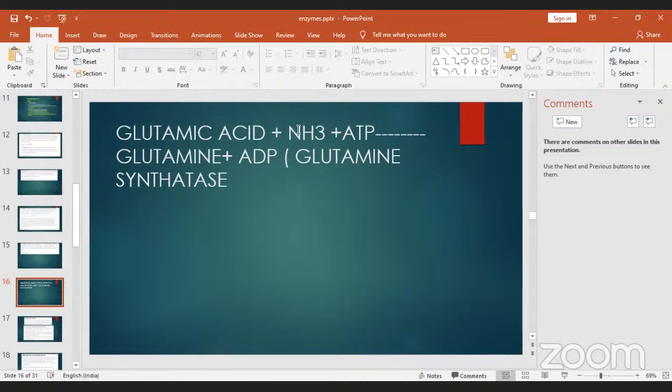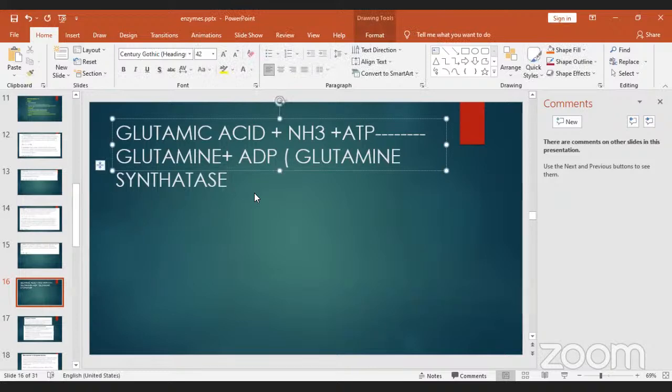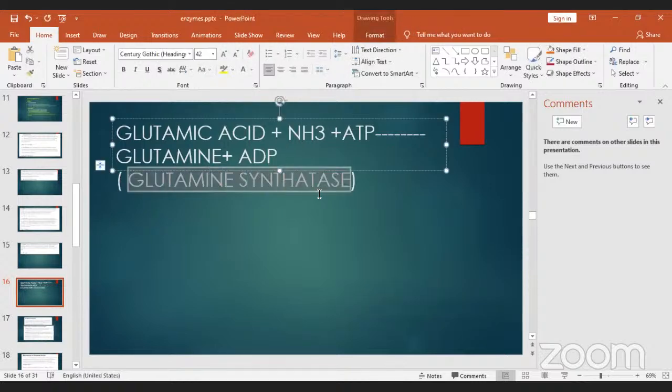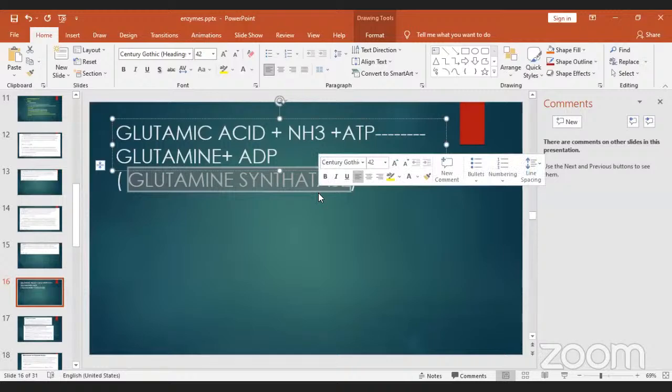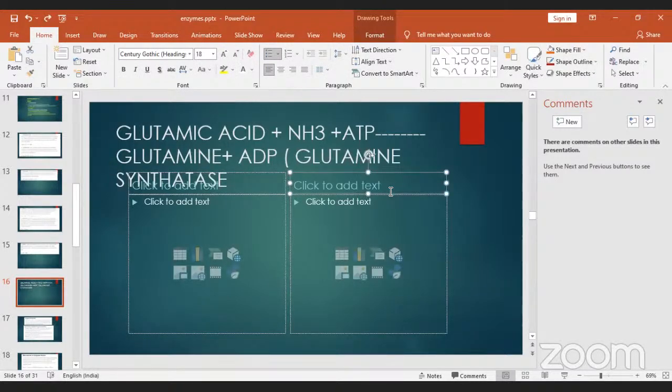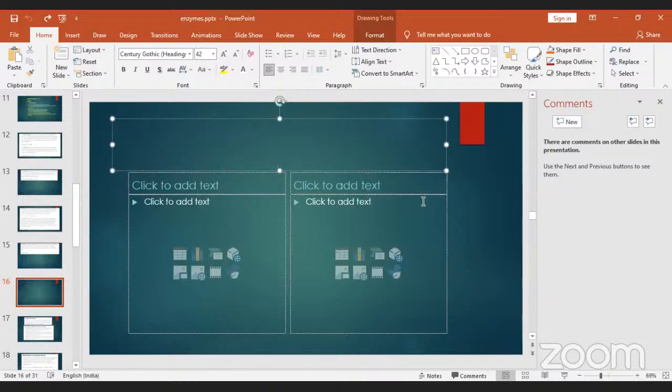Glutamic acid plus ammonia in the presence of ATP forms glutamine and ADP. Here, glutamine synthetase is a ligase enzyme. It is a ligase enzyme, belongs to ligases. Glutamine synthetase. Okay, so this is the classification of enzymes. The enzymes are mainly classified broadly into 3 types.